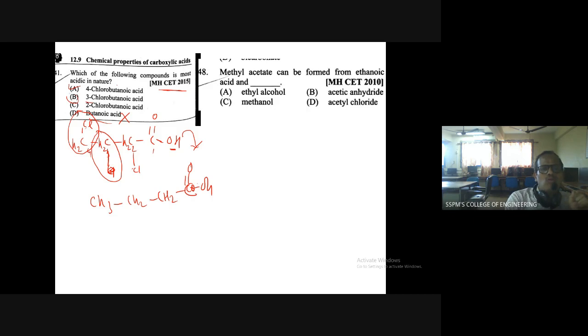So, as compared to 4-chloro, 3-chloro is more acidic because it is closer. Chlorine is closer to the proton. It will definitely pull electrons towards itself.